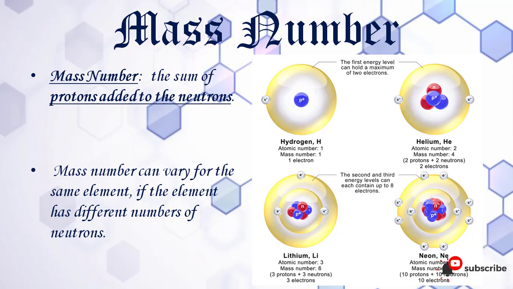Here we have a few examples where the mass number has been given below these atoms. For hydrogen the mass number is 1, for helium the mass number is 4, that is 2 protons and 2 neutrons. Then for lithium it is 6, that is 3 protons plus 3 neutrons, and for neon it is 20, that is 10 protons and 10 neutrons in the nucleus.